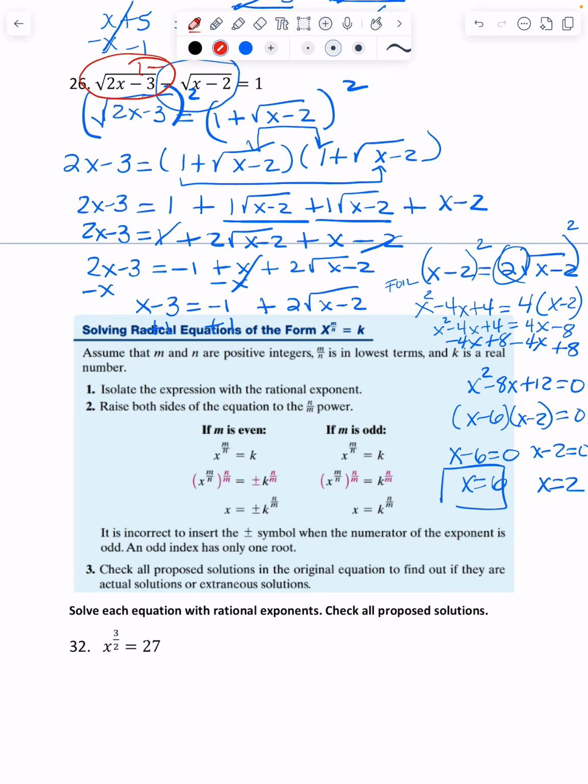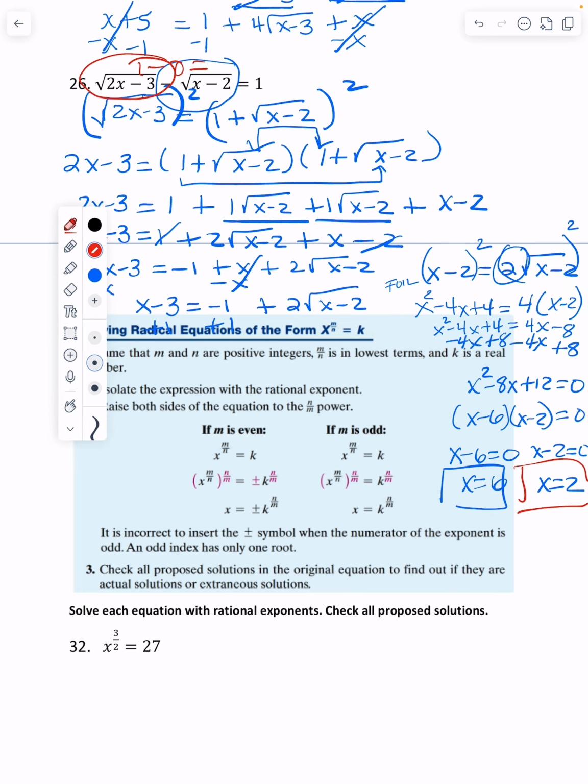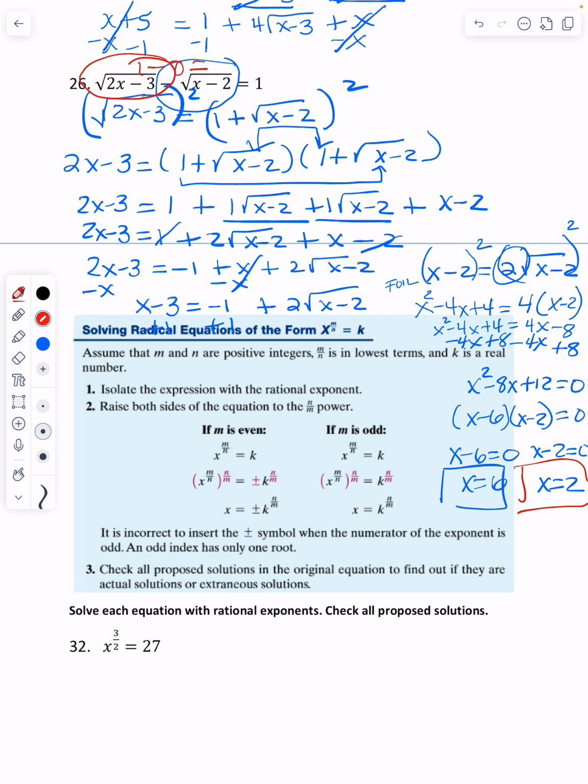Let me double check my answers here. Actually, that does work. So 1 minus 0 gives me 1, so the square root of 2 works. And if you go back and you check 6, 6 is also going to give you a true statement. So this is a case where both of them actually are good answers.